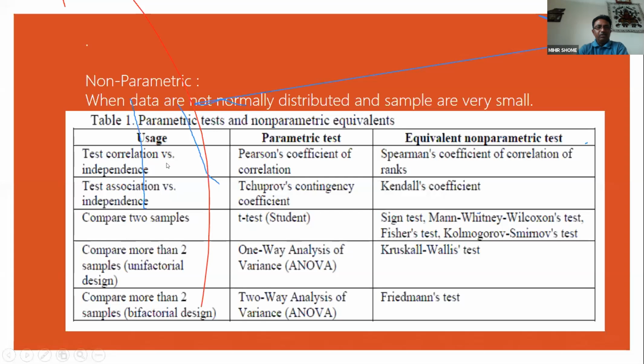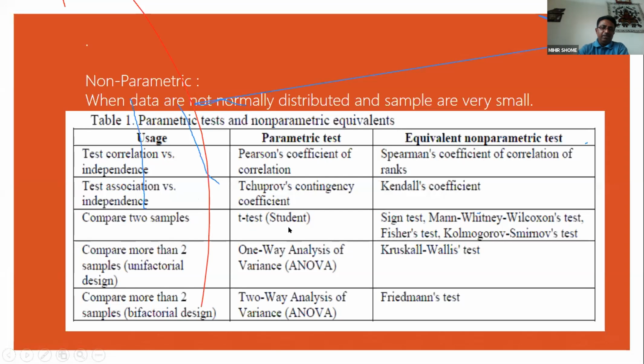Uses: to test correlation between independent variables, Pearson's coefficient of correlation. Here, the equivalent non-parametric test is Spearman's coefficient of correlation for ranks. Then to test association between independent variables, there is the contingency coefficient, and also Kendall's coefficient. These are all equivalent. To compare two samples, this is the t-test.